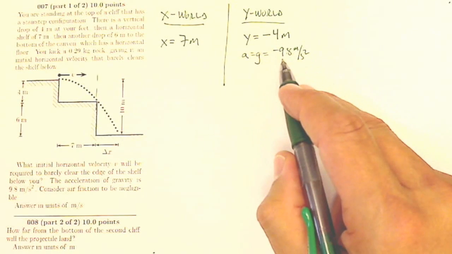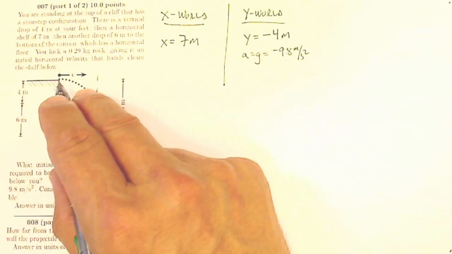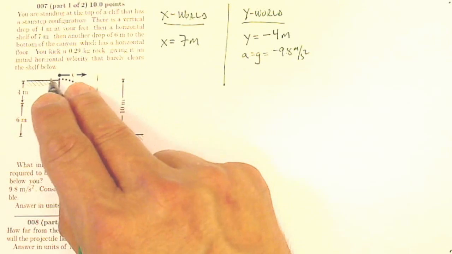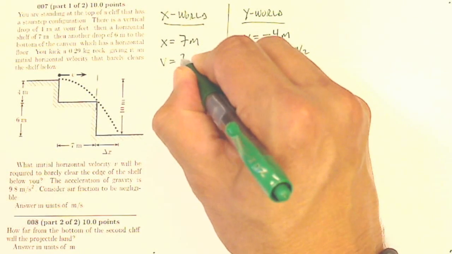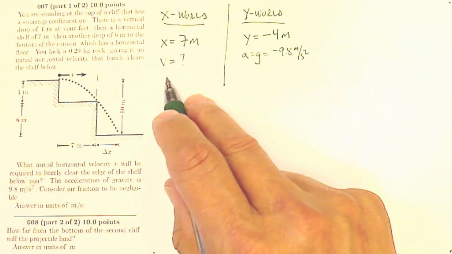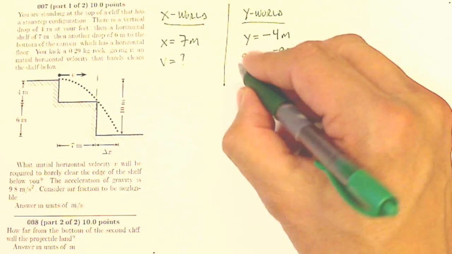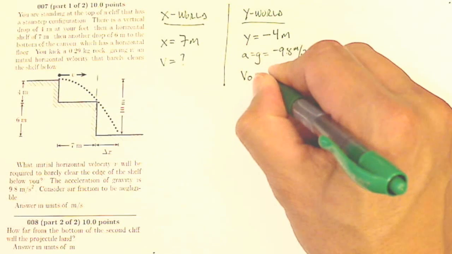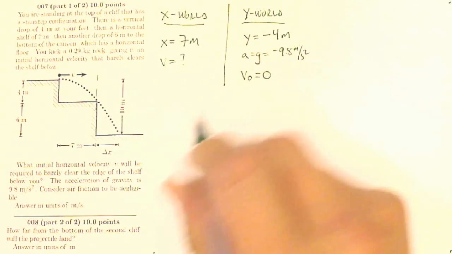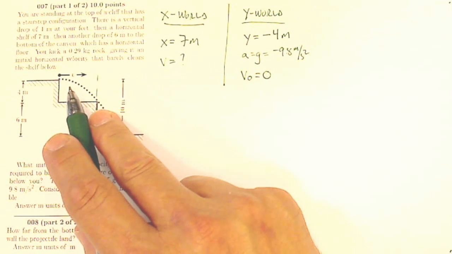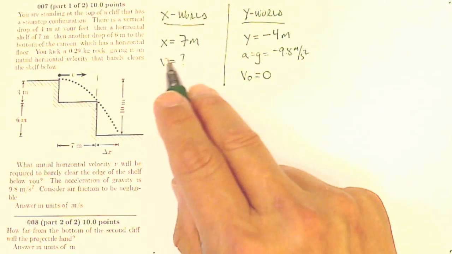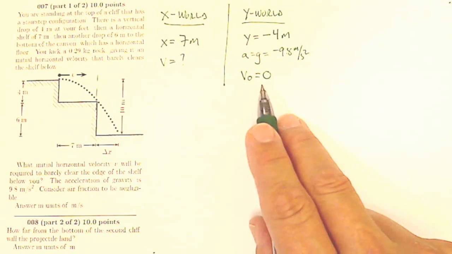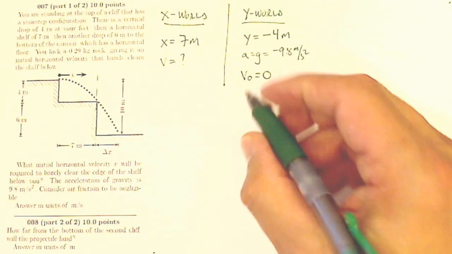So it's got an acceleration of that, and I've got an initial horizontal velocity, but I don't know what it is. That's what I'm looking for. And I don't know the time. Here I know that my initial velocity in the y direction is 0 because this is a horizontal projectile. If I had the time and I have the distance, I could get myself a velocity. So what I'm going to have to do is figure out time from this.